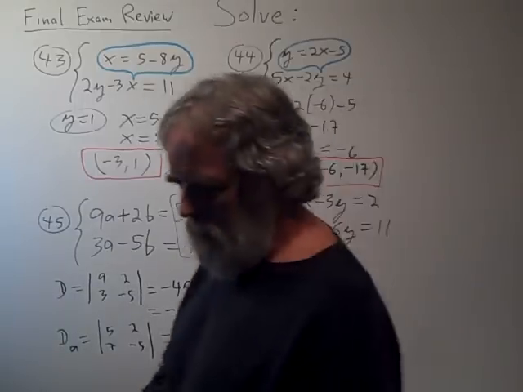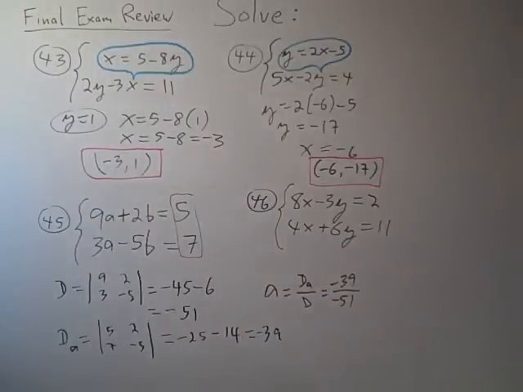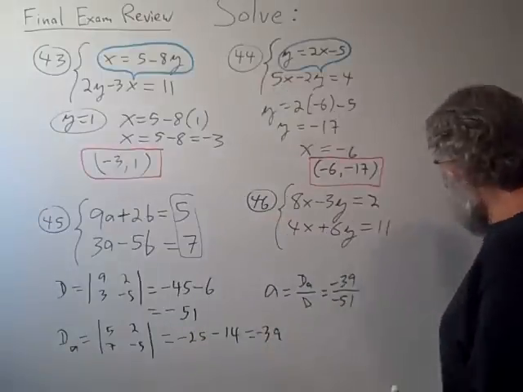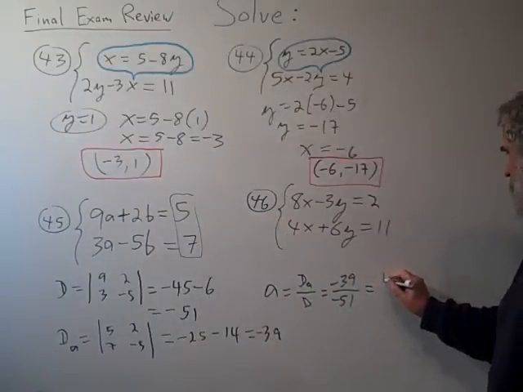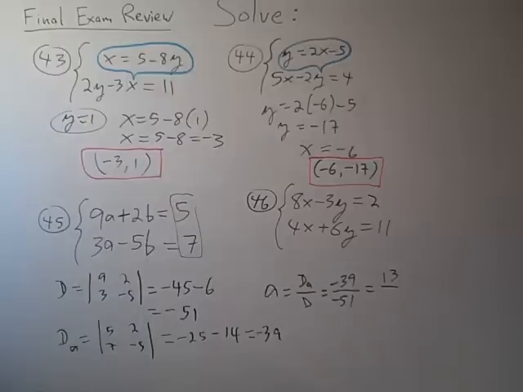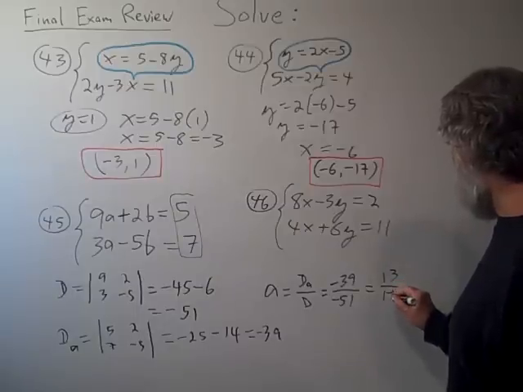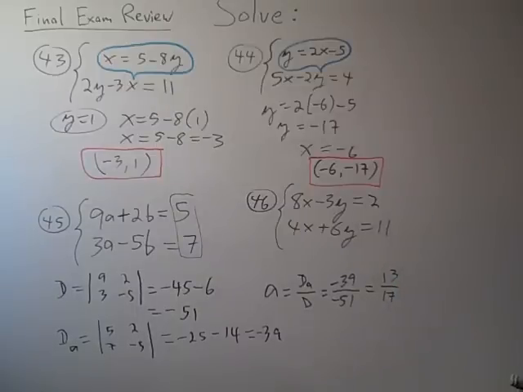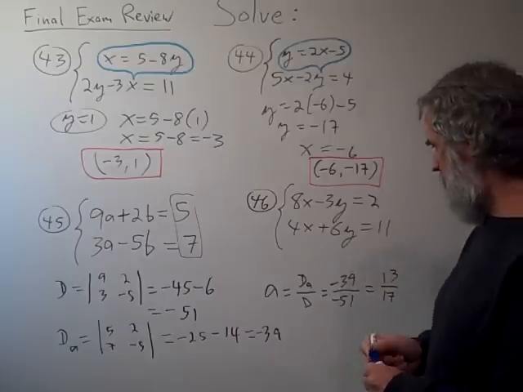And 3 divides into each of those. 3 divides into 39 13 times, and 3 divides into 51 17 times. So A is equal to 13/17.